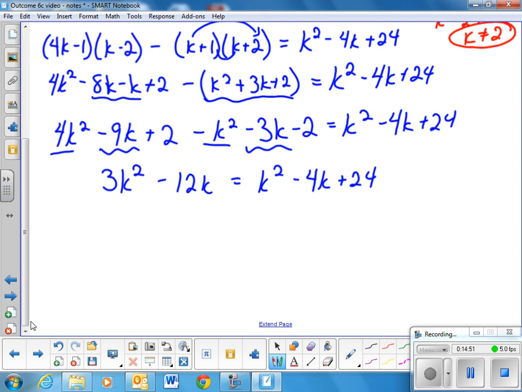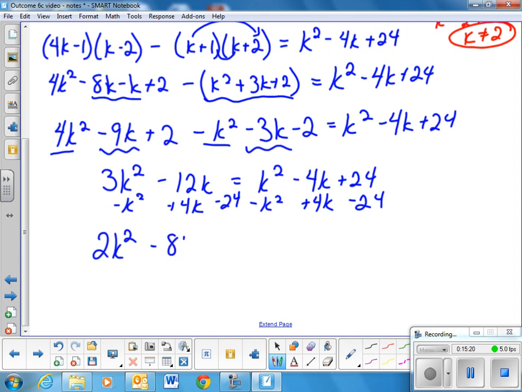I have k squared, so my thought is I'm going to have to factor because it should be quadratic. So I'm going to move everything onto one side. I can subtract k squared from both sides, move the 4k by adding 4k, and move the 24 by subtracting the 24. I then have 3k squared minus k squared, or 2k squareds. Negative 12 plus 4 is negative 8k minus 24 equals 0.